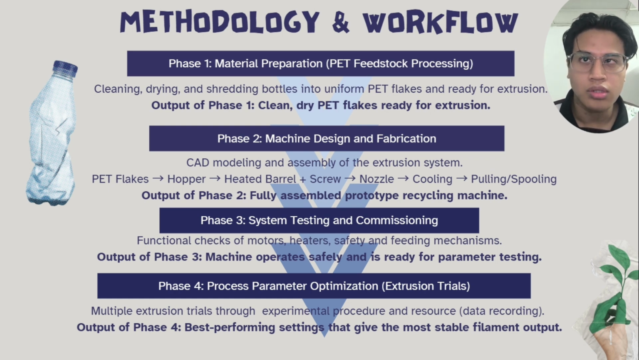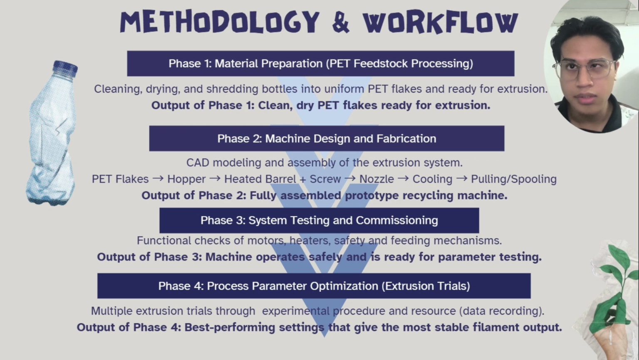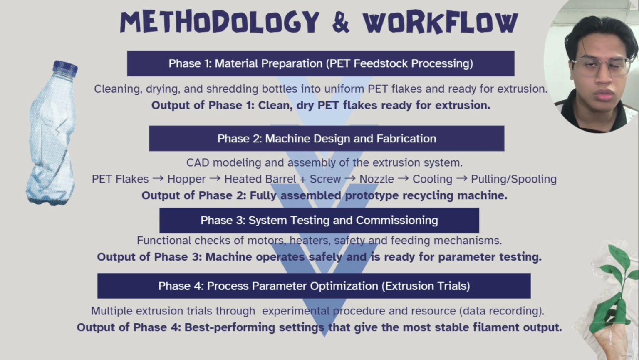For phase 2, machine design and fabrication, there is CAD modeling and assembly of the extrusion system, where PET flakes go into the hopper and feed into the heated barrel, then go through the screw feed into the nozzle, and then out of the nozzle through cooling, and lastly pulling and then spooling. The output of phase 2 is a fully assembled prototype recycling machine.